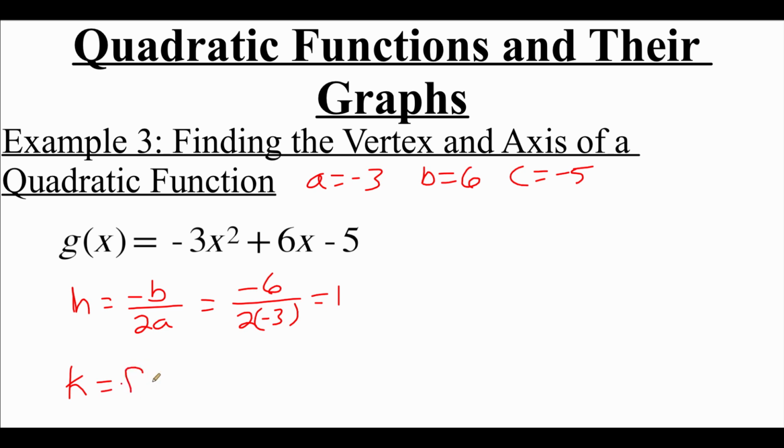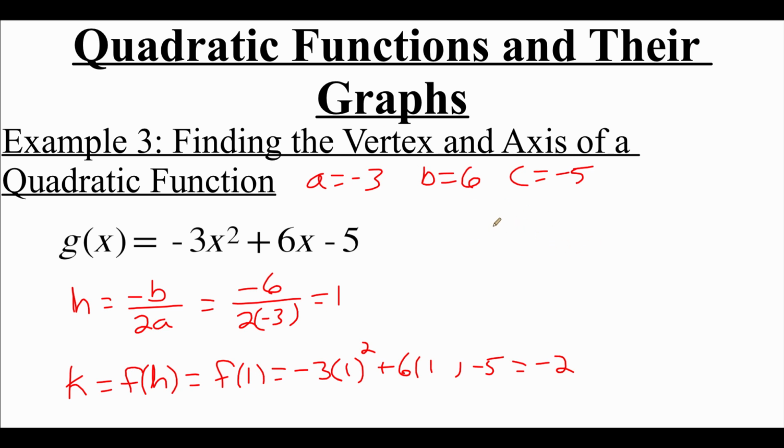And now what we can do with that is, in order to find our k value, we want to look at g of h. So in this case, we're going to look at g of 1. And what that means is in our function, where the x is, we're going to replace the x with a 1. So we're going to get negative 3 times 1 squared plus 6 times 1 minus 5. And when we do all that, that should simplify down to negative 2. So we actually have all of the information that we need in order to be able to write out our vertex form for our quadratic.